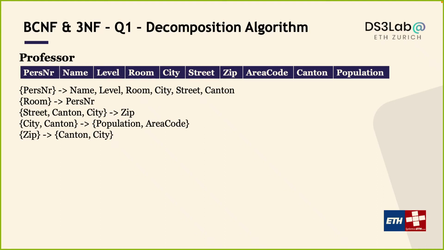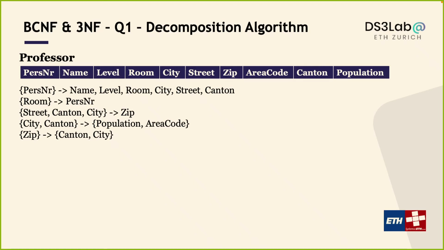As you can see, there's a whole bunch of functional dependencies here, right? So the key of this relation is the personnel number of the professor. Once you know the personnel number, it decides pretty much everything else. Okay? And then another functional dependency is if you know the room of the professor, you know which professor it is, right? Room decides personnel number, street, country, city decide zip code, city, country decide population, area code, zip code decide country, city. So this is the collection of functional dependencies that you have.